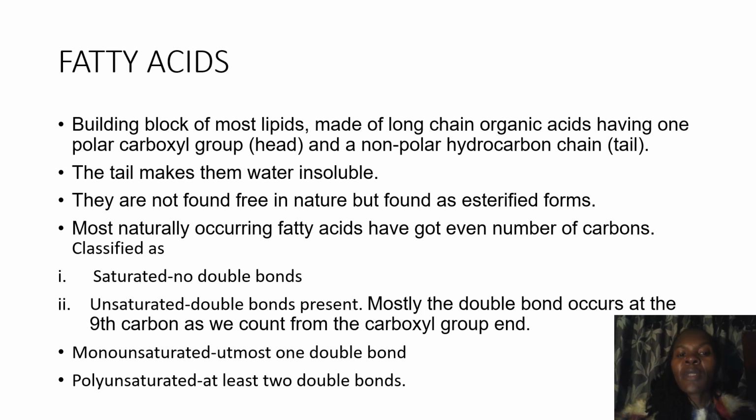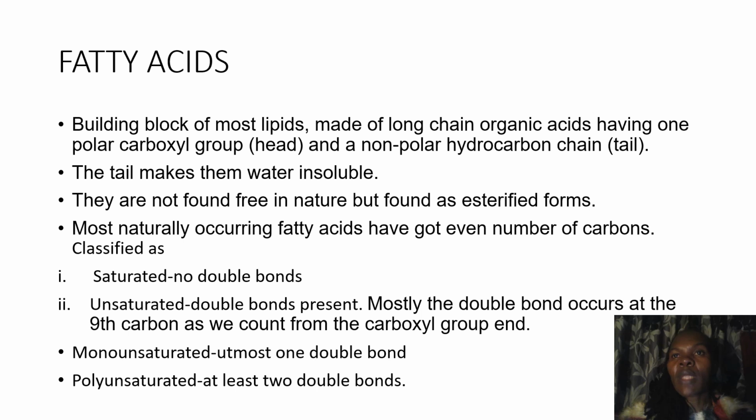So we talk about unsaturated having a double bond present, but most of the double bonds will always occur at the 9th carbon. But you have to count from the carboxyl terminal end so that you can position where the double bond is. So the counting of the position of the double bond, you will start from the carboxyl terminal end. Mostly the carboxyl terminal end is always on the right hand side. Then on the left hand side we have the methyl group. So we have two classes. It's either saturated or unsaturated. The saturated has no double bond.